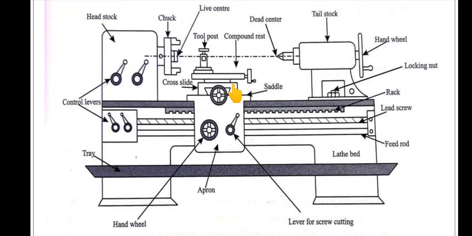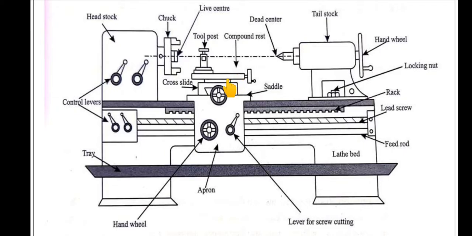It enables the cutting tool to move perpendicular to the lathe axis. So by using this cross slide, we can move the cutting tool perpendicular to the lathe axis. To give the depth of cut, we use this cross slide. If you rotate this, the tool will move perpendicular to the lathe axis.